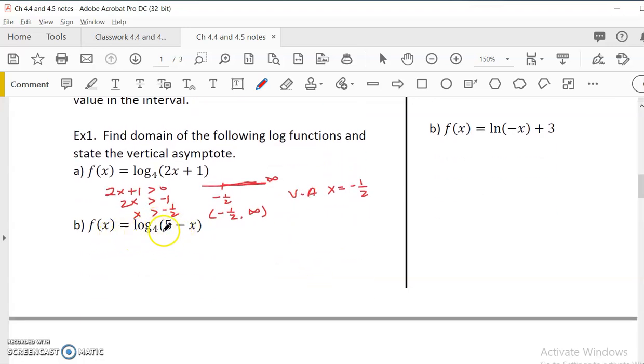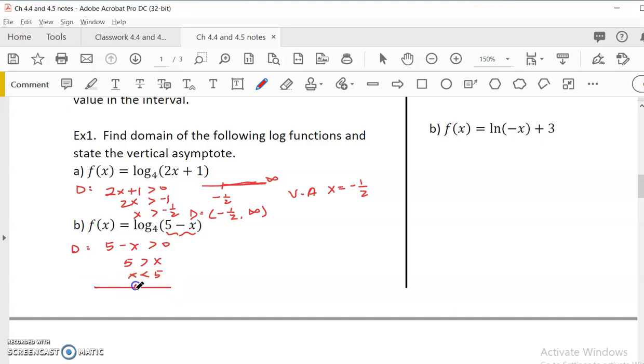Second example, I have log of 5 minus x. Find the domain and vertical asymptote. So only look at the inside. If there's any plus, minus, or multiplication outside, you don't need to care. Only the inside, 5 minus x. The domain is 5 minus x greater than 0, or 5 is greater than x. Write it back: x is less than 5.